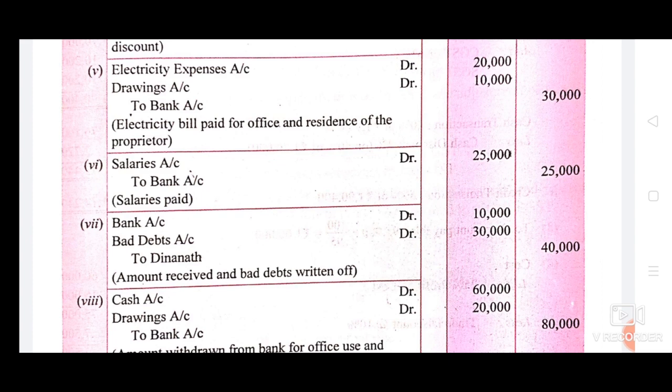So in this way, first you have to write the problem in your notebook. Then after studying carefully the calculations, that is the working notes, calculate all the percentages on your own in your notebook and then pass the journal entries one by one in your notebook.